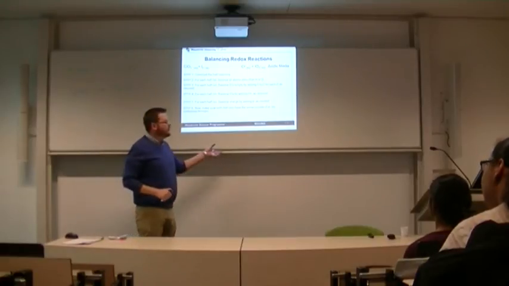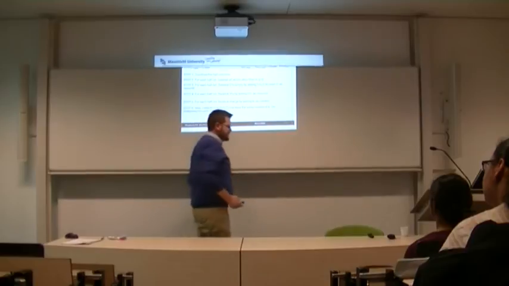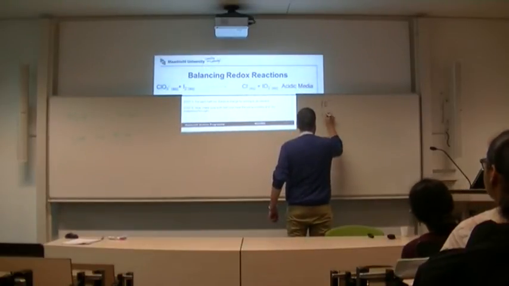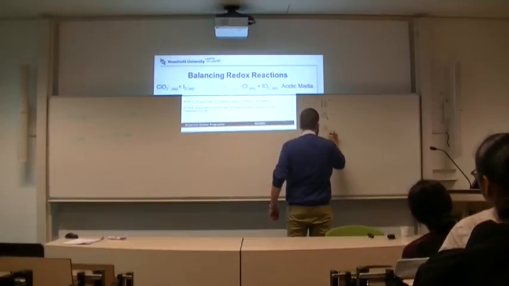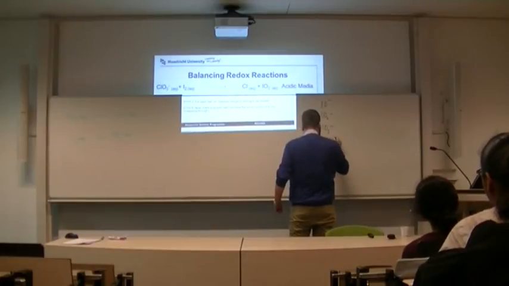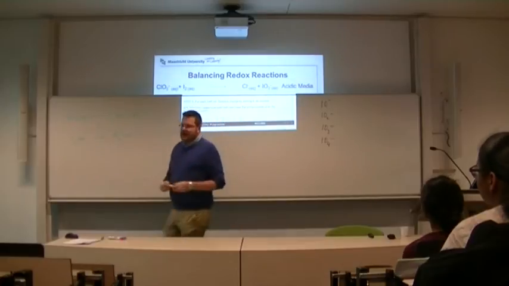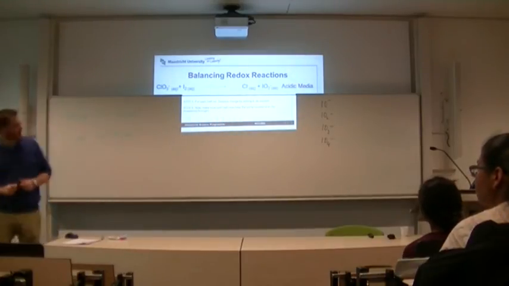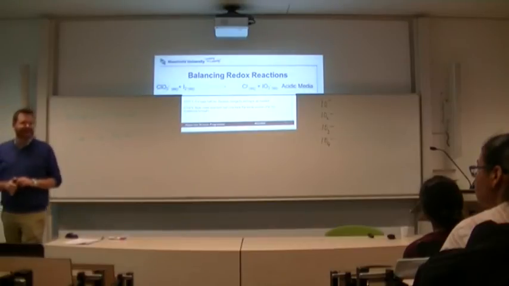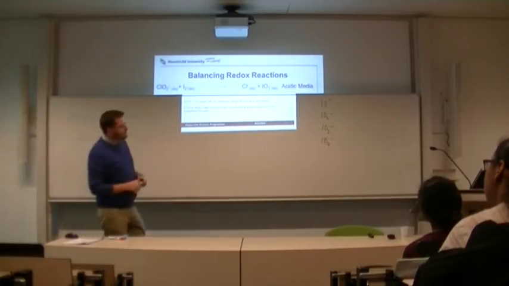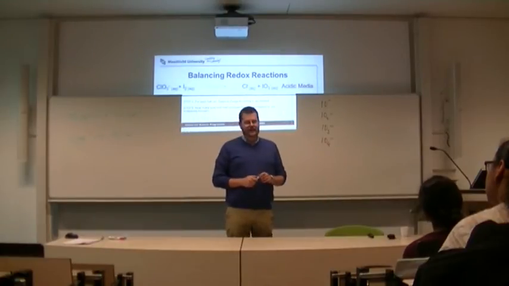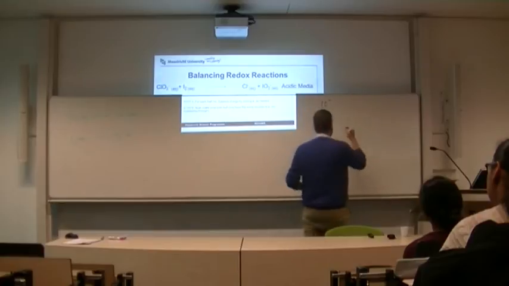we have, these are very interesting species. We have IO minus, IO2 minus, IO3 minus, IO4 minus. The IO minus is called hypoiodite. IO2 is iodite. IO3 is iodate. And IO4 is periodate.